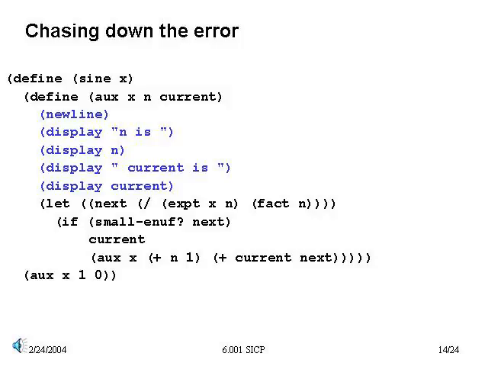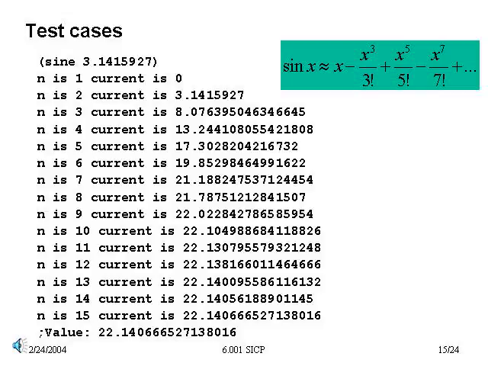Let's try to isolate this by tracing through the computation. In particular, we will add some display expressions that will show us the state of the computation each time through the recursion. And let's try this again. Here we've used the test case of x equal to pi, and we can see the trace of the computation. If we compare this to the mathematical equation, we can see one problem. We really only want terms where n is odd, but clearly we're getting all terms for n. So we need to fix this.